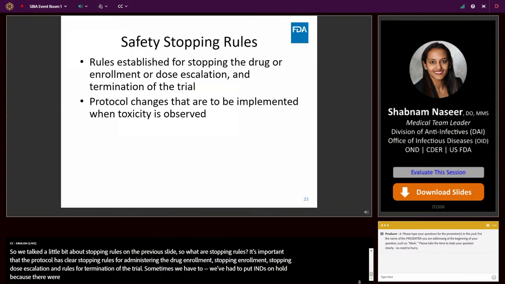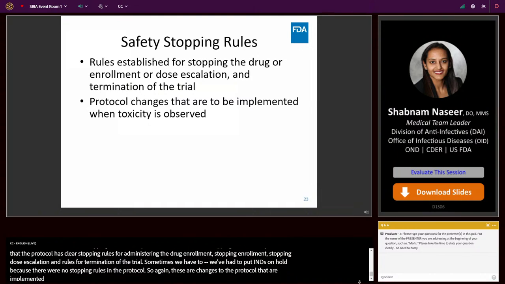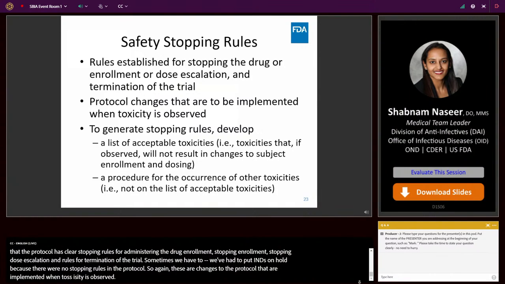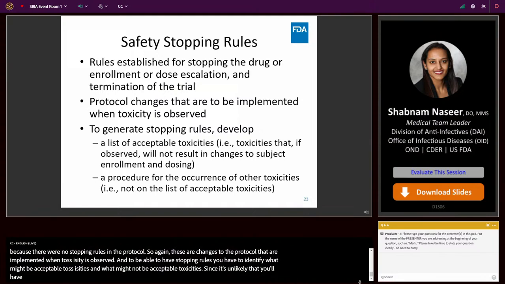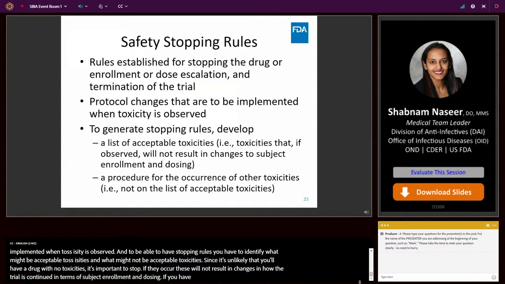So again, these are changes to the protocol that are implemented when toxicity is observed. And to be able to have stopping rules, you have to identify what might be acceptable toxicities and what might not be acceptable toxicities. Since it's unlikely that you'll have a drug with no toxicities, it's important to try to generate these stopping rules. So if acceptable toxicities occur, these will not result in changes in how the trial is continued in terms of subject enrollment and dosing. If you have other toxicities that are not acceptable, you have to have a procedure in place for what you would do with the study.